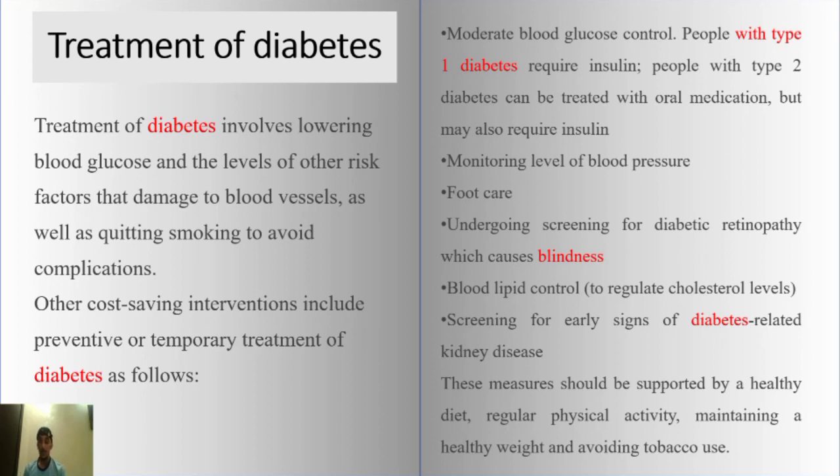Blood lipid control to regulate the cholesterol level. Screening for early signs of diabetes-related kidney disease. These measures should be supported by a healthy diet, regular physical activity, maintaining a healthy weight, and avoiding tobacco use.